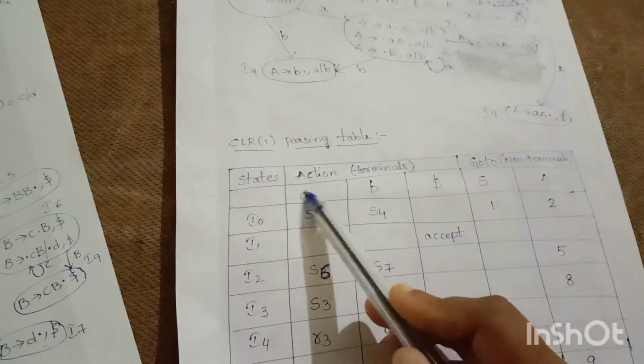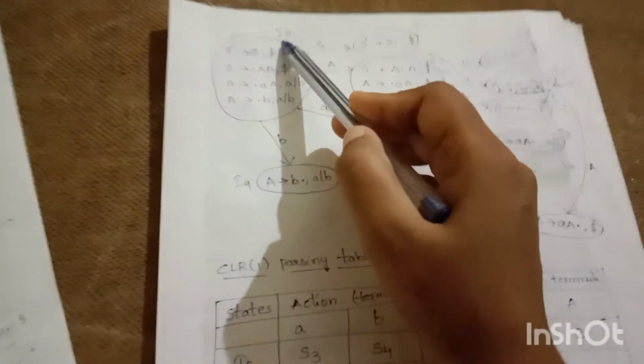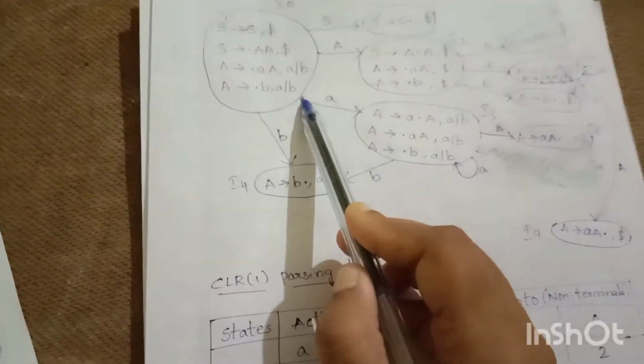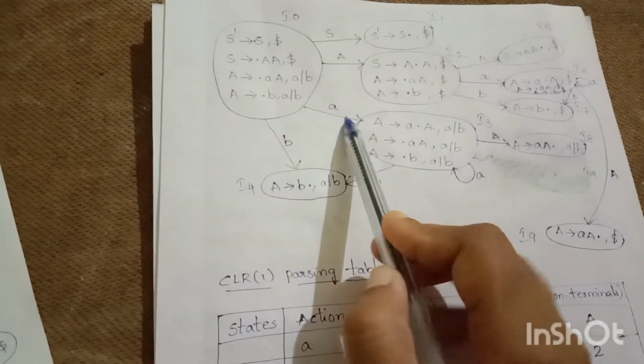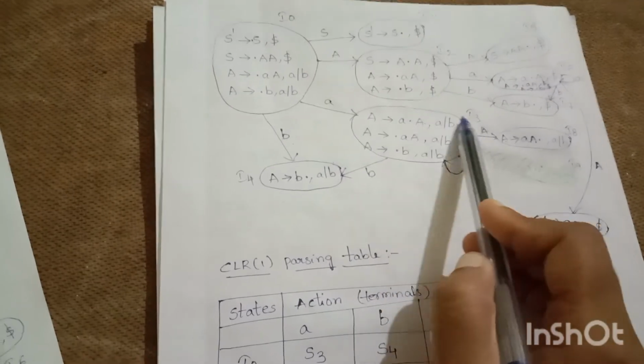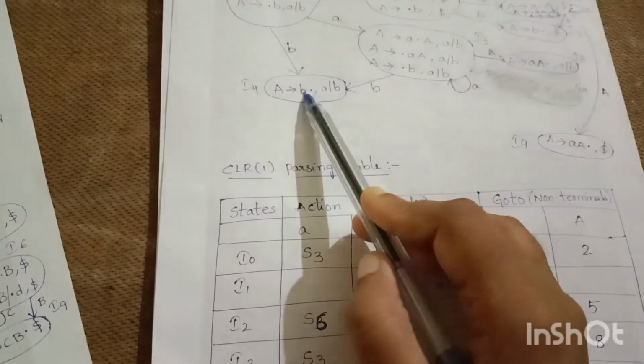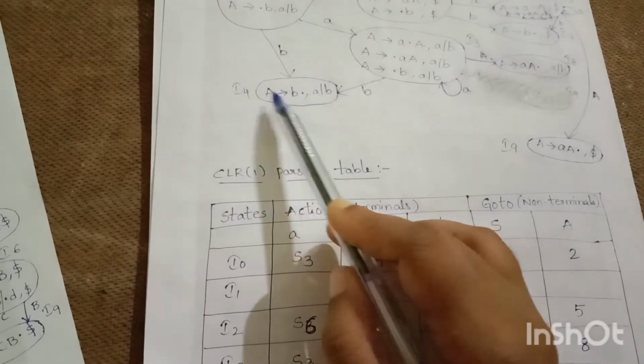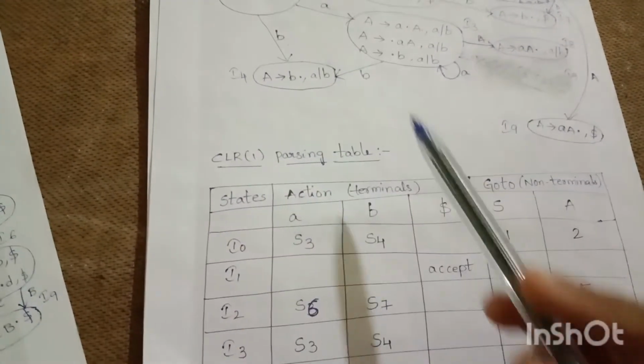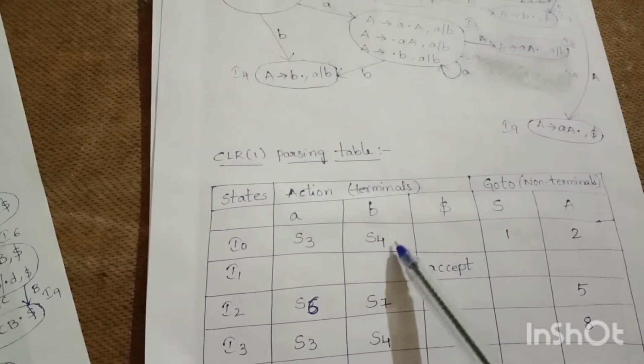Okay, let's see now. I0 on symbol A. So this is the I0 state. I0 on symbol A, where is it moving? It is moving to state I3. So you need to write here I3, but in place of I, what do we need to do? S. S is nothing but shift. So shift 3. Next, I0 on symbol b, where it is moving to state I4. So you need to write here S4.